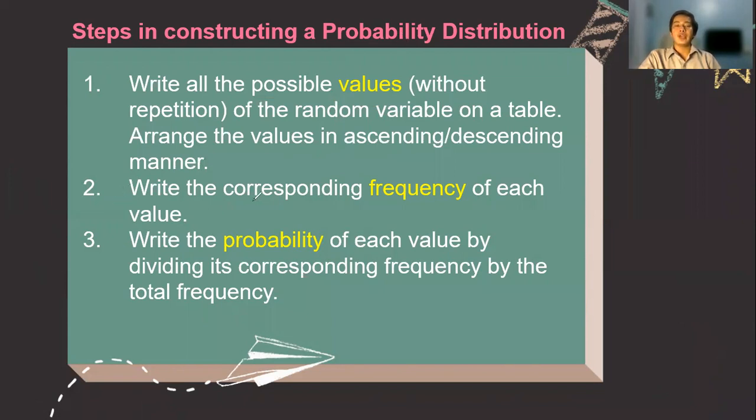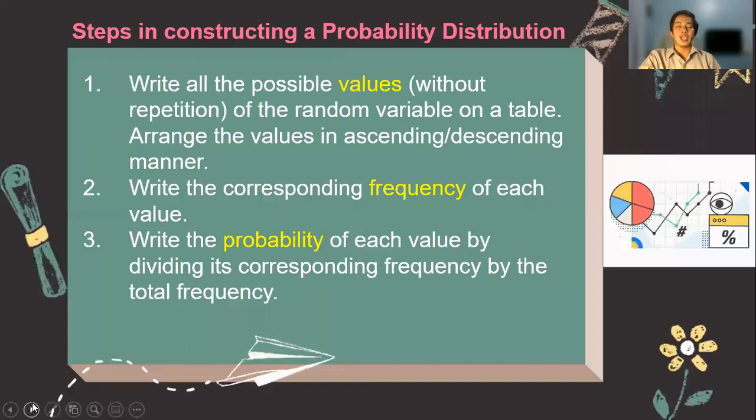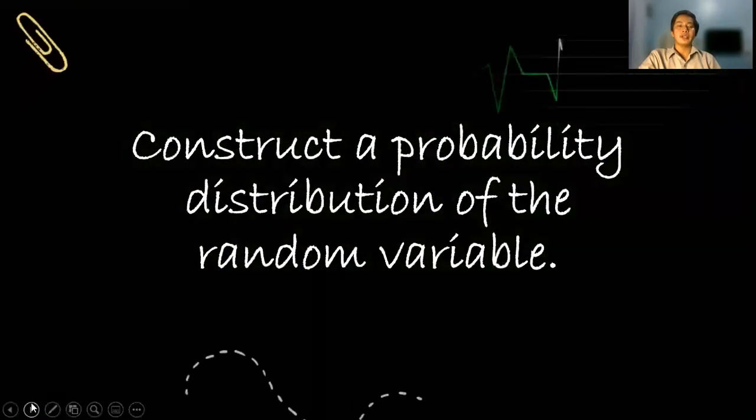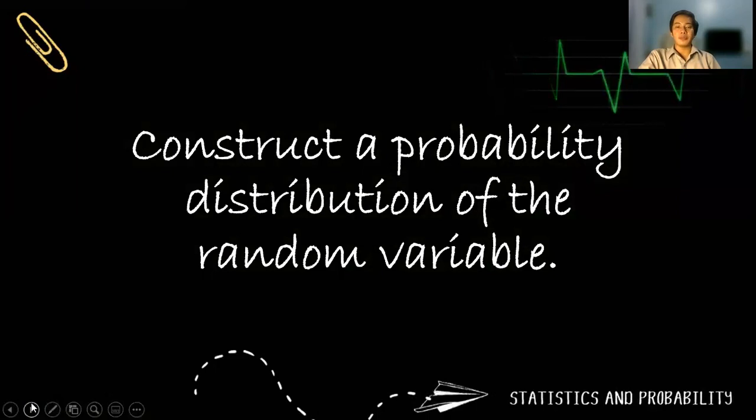Number 2, we write the corresponding frequencies of each. So we count how many times a particular data or random variable appeared. Number 3, write the probability of each value by dividing its corresponding frequency by the total frequency. Later, we're going to do these steps in constructing a probability distribution. Let's have illustrative examples. We have to construct a probability distribution of a random variable.